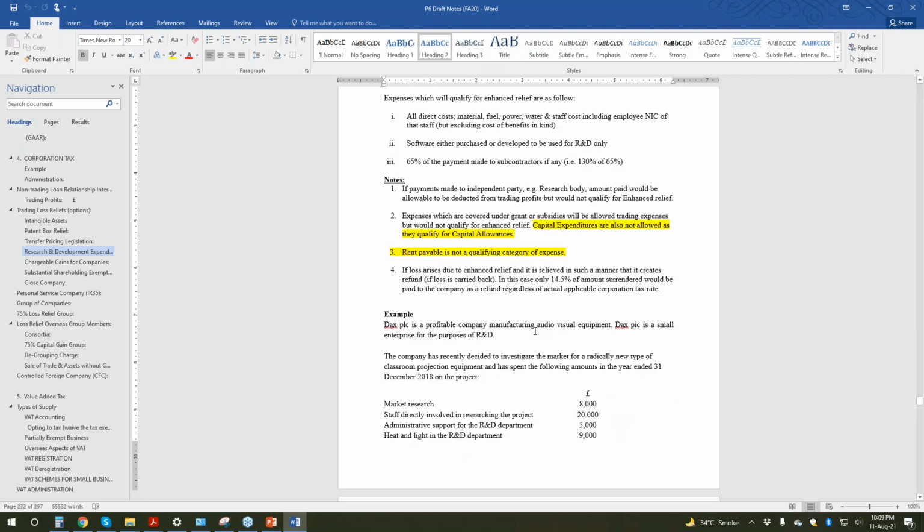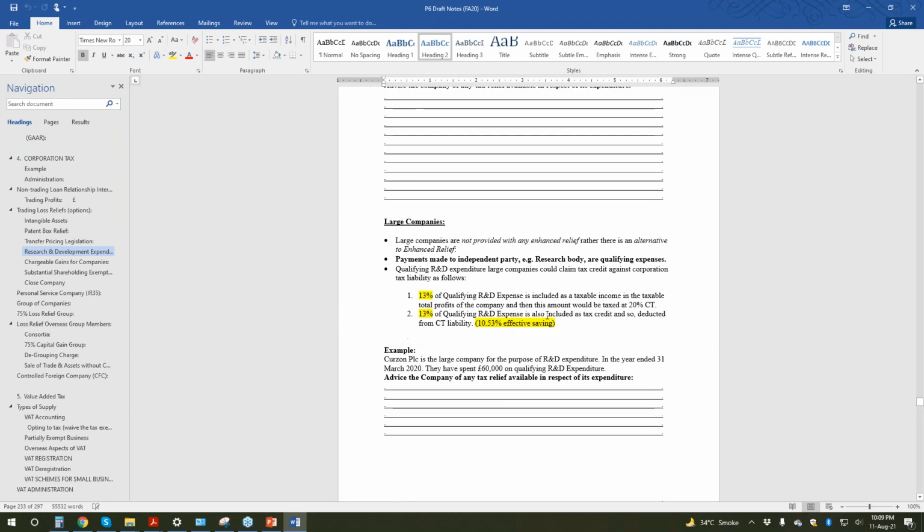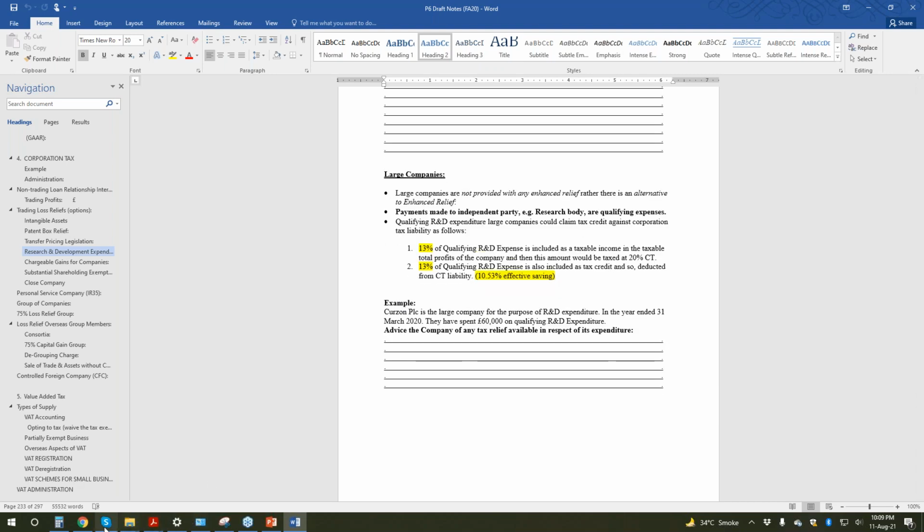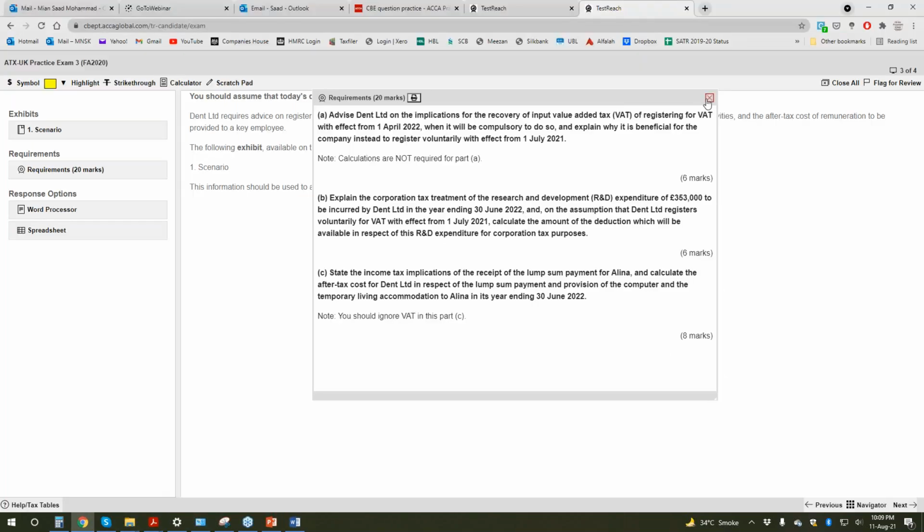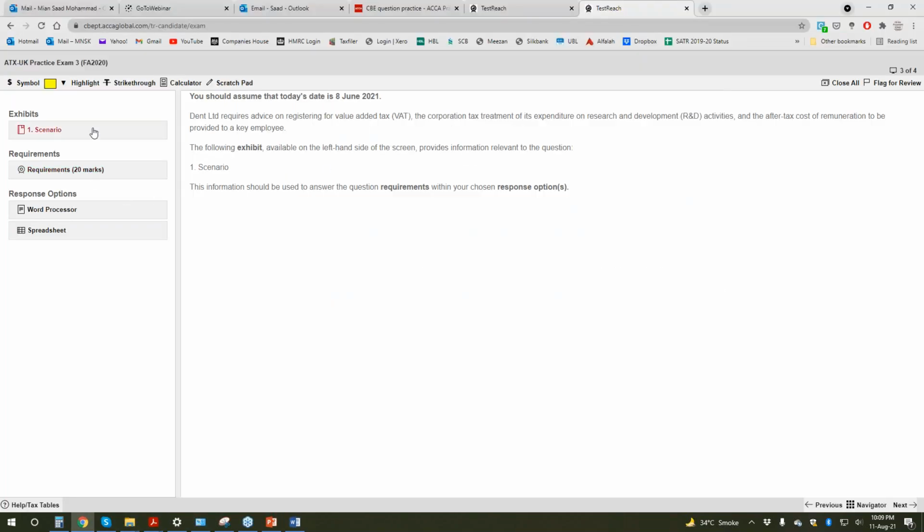And if it is a large company, the treatment is slightly different. Then you first have to add 13% as an expense, but then the same amount can be deducted as a tax credit from your tax liability. That you can read from my notes. Now let's read the scenario.